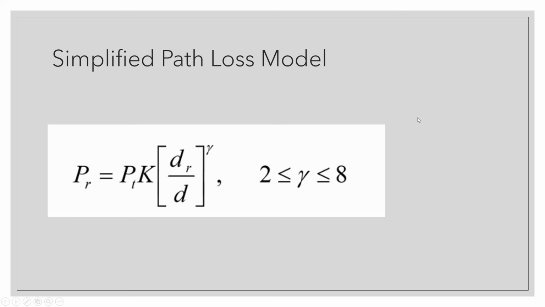The next one is the simplified path loss model. The simplified path loss model is a simplified version of the path loss model. It is used when path loss is dominated by reflection from objects. Gamma is the most important parameter, the path loss exponent, and it is determined empirically. Gamma ranges from 2 to 8, and d0 represents the reference point, d is the distance to the receiver location, Pr is power received, and Pt is power transmitted.